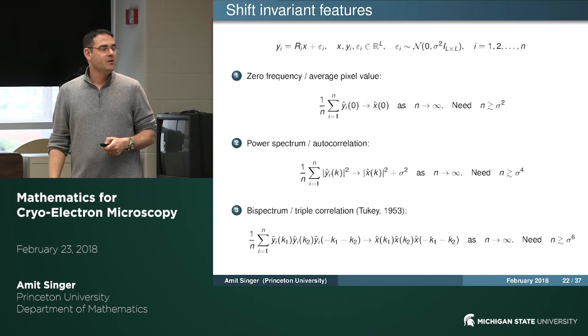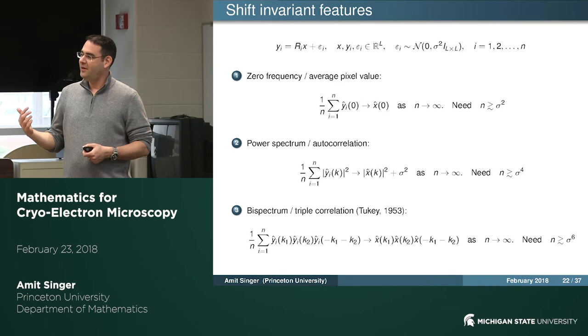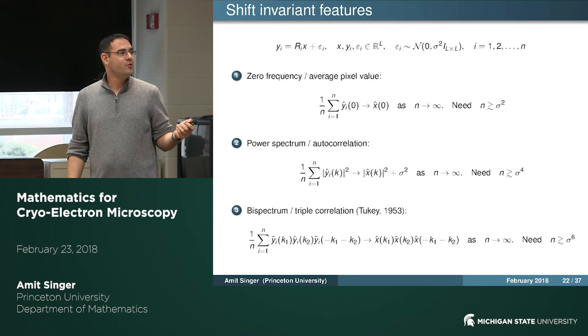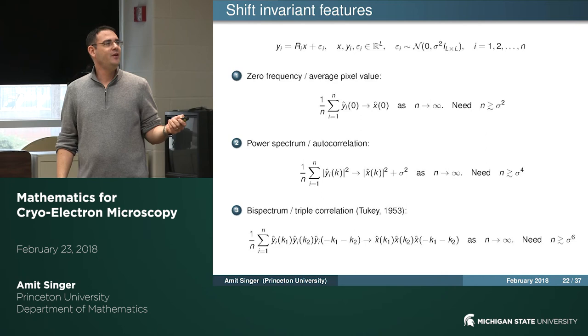So how to find the phases? Well, we can construct another shift invariant feature by going to higher order features. So we look at the triple correlation function, or its Fourier transform, which Tukey called the bispectrum. So what is the bispectrum?